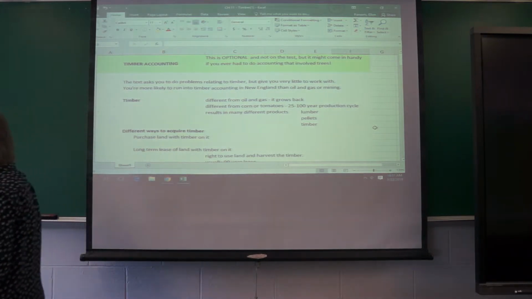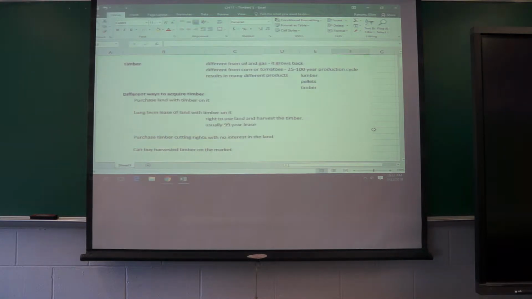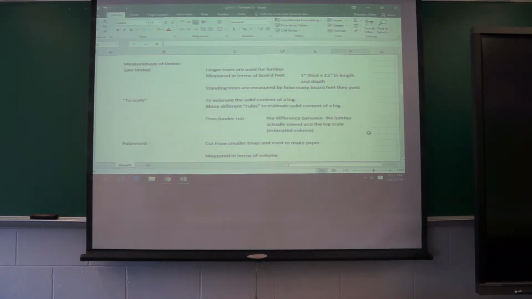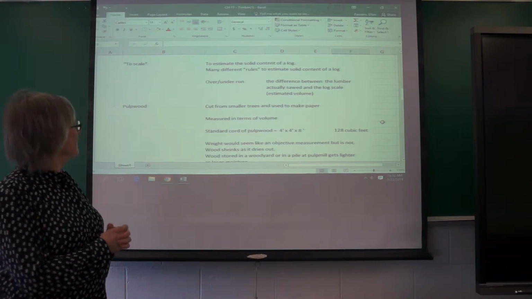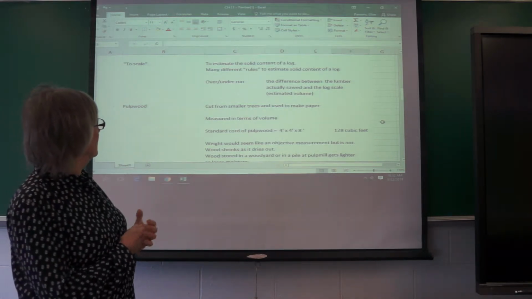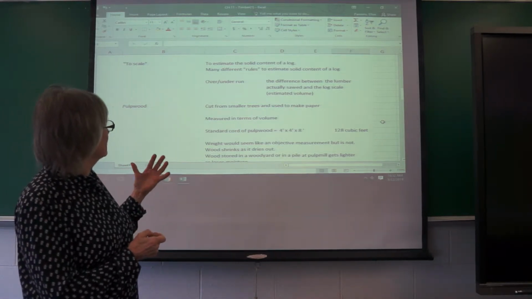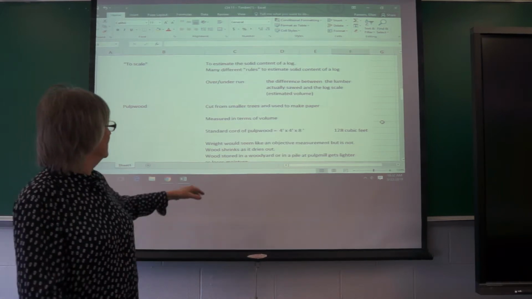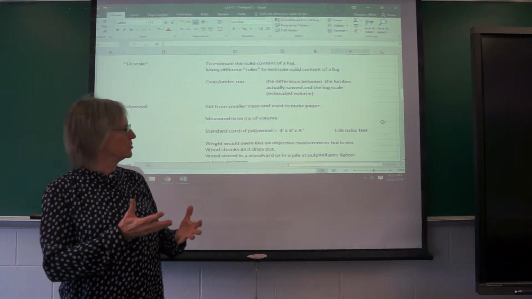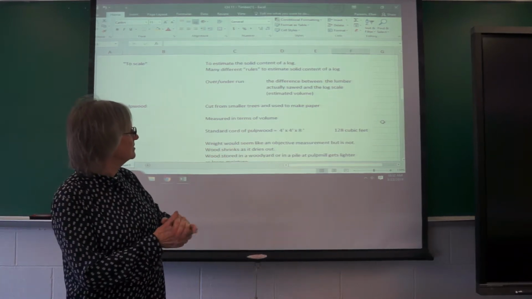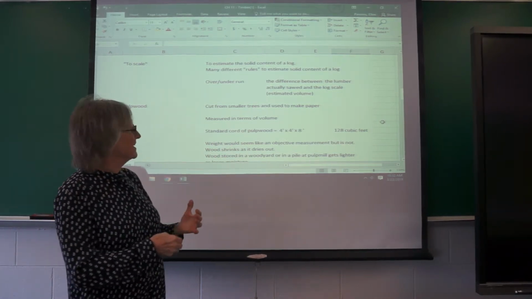To scale, when they talk about to scale, these are just a few terms, that's estimating the solid content of a log, and there's a lot of different rules to do that, but they end up having to estimate the volume. Okay, pulpwood, that's cut from the smaller trees used to make paper, and that's measured in terms of cords. I don't know if any of the homework refers to cords, but that would be 4 by 4 by 8 feet, or 128 cubic feet.